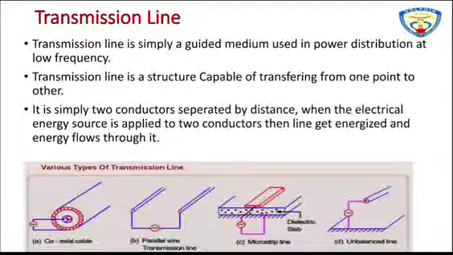You have two types of lines, balanced and unbalanced. If the two conductors are symmetric around the ground, then it is a balanced line, otherwise it is an unbalanced line.